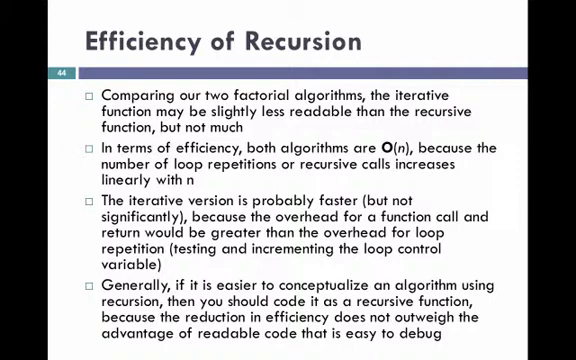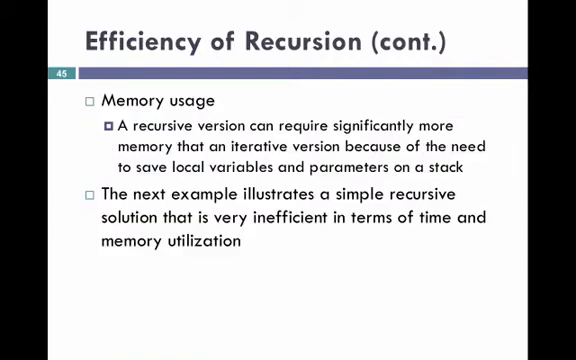So generally, if it's easier to conceptualize an algorithm using recursion, you should code it as a recursive function because the reduction in efficiency does not outweigh the advantage of readable code that's easy to debug. Now, a recursive version can require significantly more memory than an iterative version because of the need to save local variables and parameters on the stack. The next example illustrates a simple recursive solution that's very inefficient in terms of time and memory utilization.